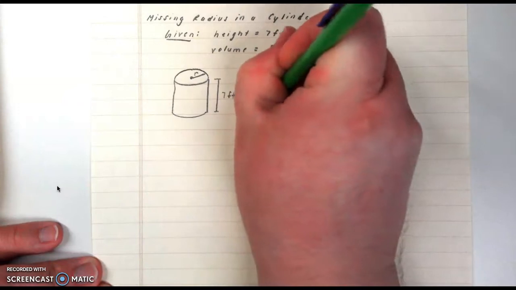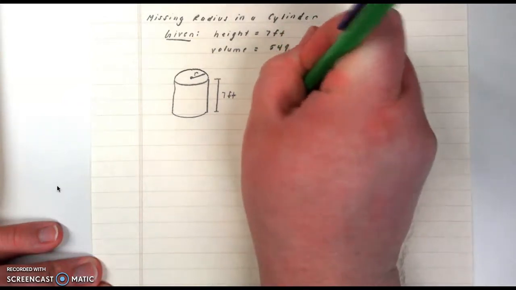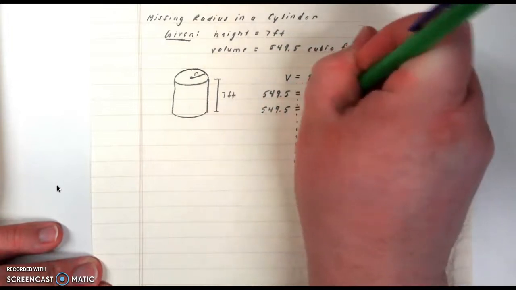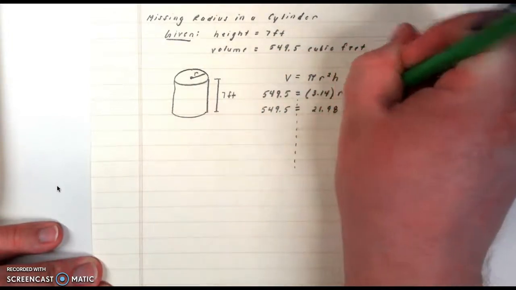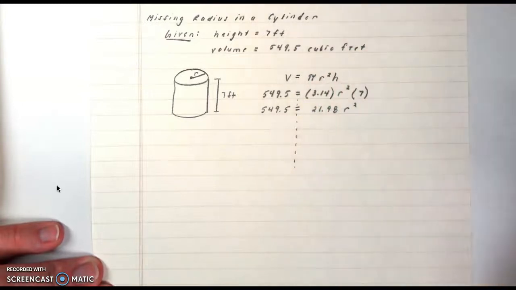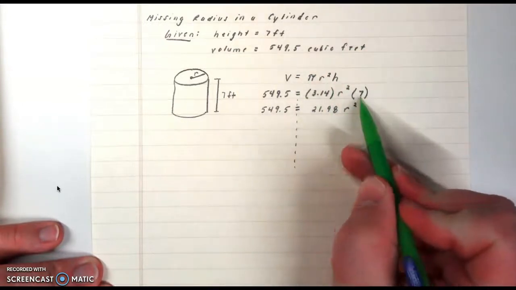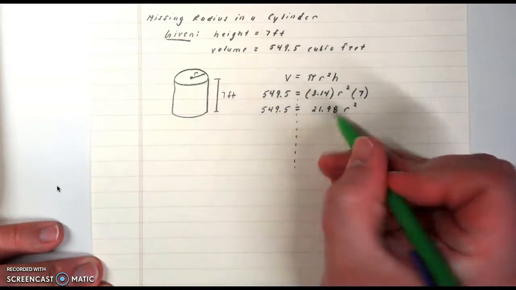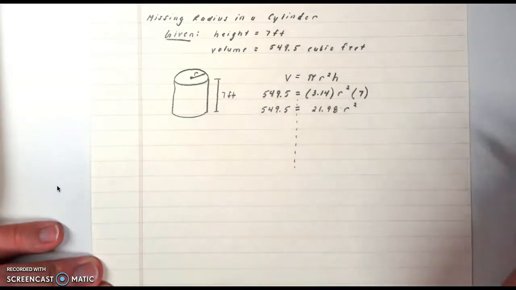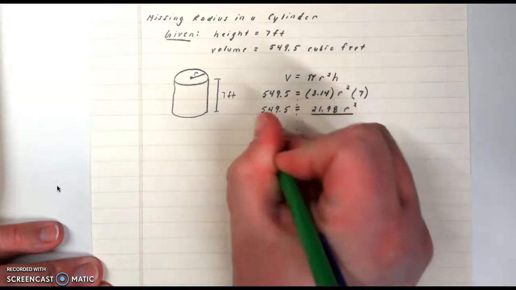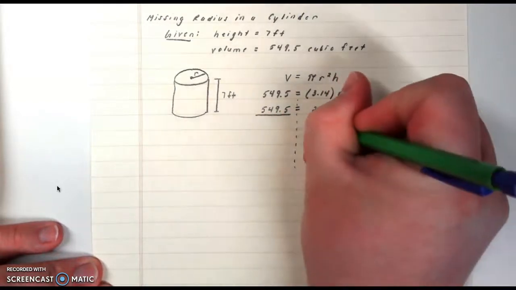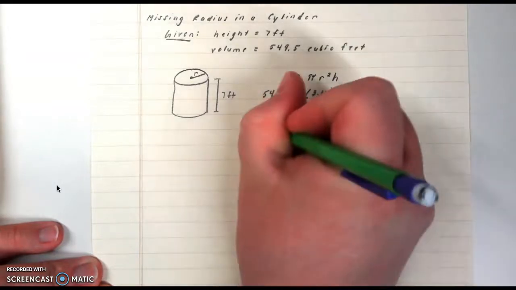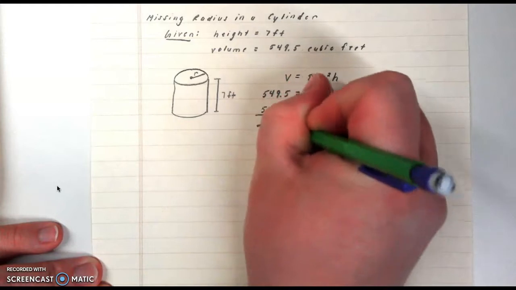So we can rewrite this as 549.5 equals 21.98 r squared. So again, I just multiplied these two elements to get the 21.98. Now, these two things are multiplying, so we're going to be dividing by 21.98 on both sides. And if we do that on one side, we have to do that on the other side.